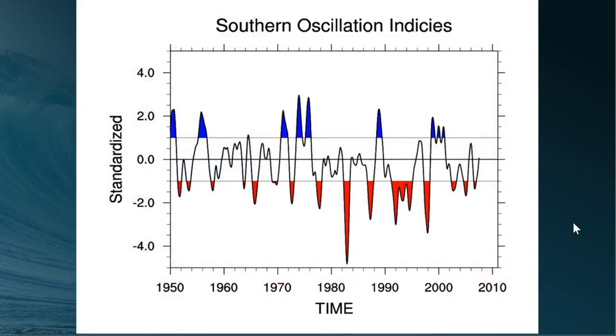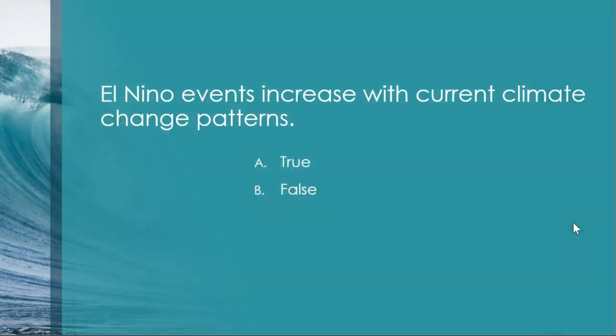Okay, so how often do these occur? What's the pattern? Yeah. We don't really know. We don't really understand the pattern for La Nina and El Nino. We can map the patterns, but there's not really some predictable pattern. Okay, so here's your next question. El Nino events increase with current climate change patterns, true or false?